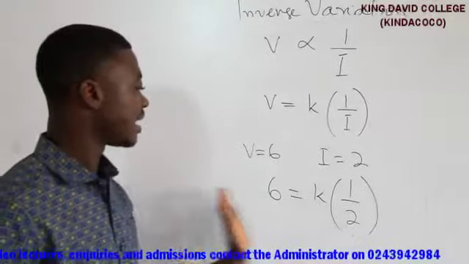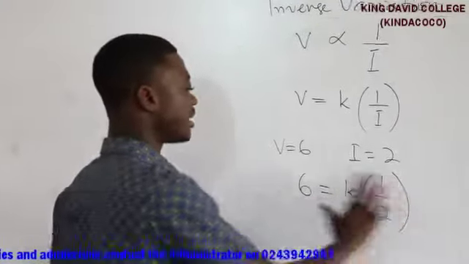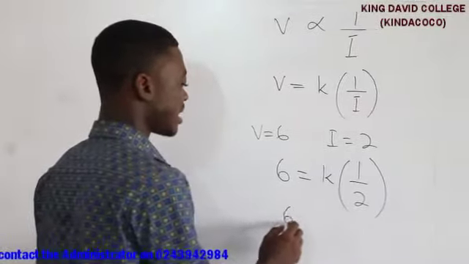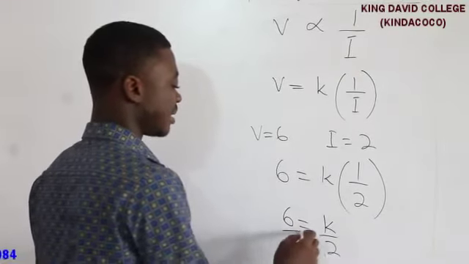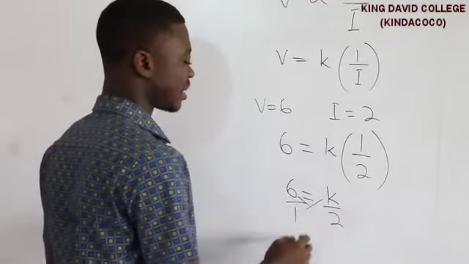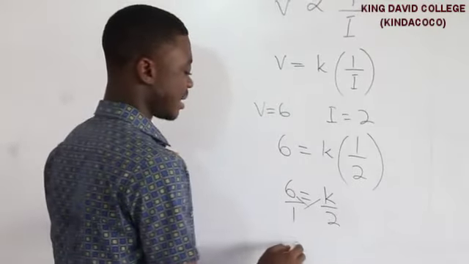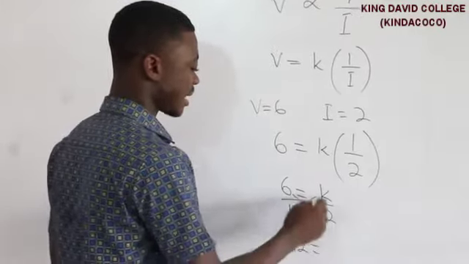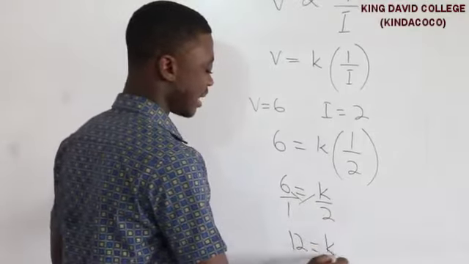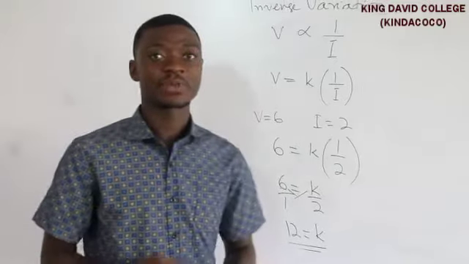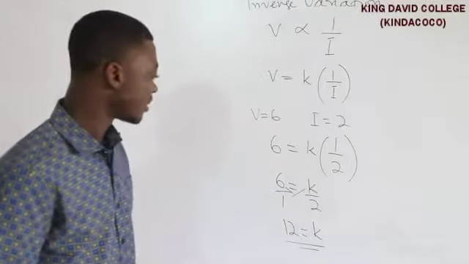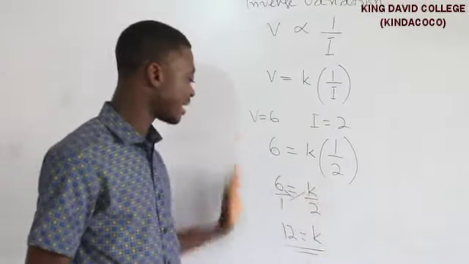Okay? So at the end of the day, when you do this expansion, you are going to get 6 is equal to K over 2. Then finding K, you just cross multiply. So 2 times 6 is going to be 12. K times 1 is going to be K. So our constant of proportionality K is equal to what? 12. So in our case, our K is 12.